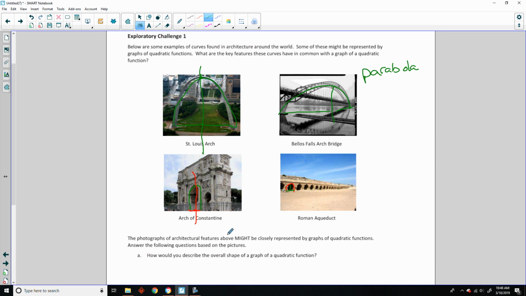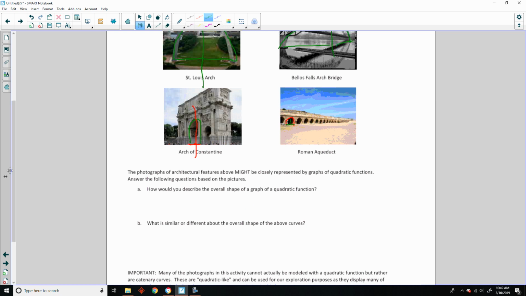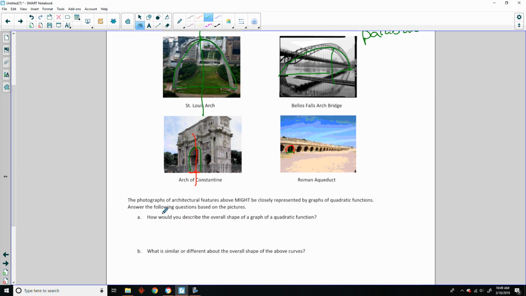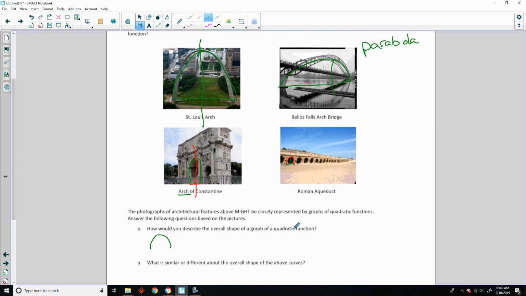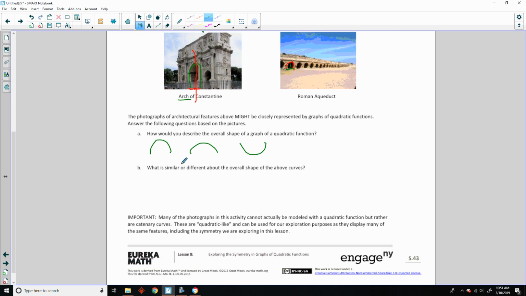The photographs of architectural features above might be closely represented by graphs of quadratic functions. Answer the following questions based on the pictures. A, how would you describe the overall shape of the graph of the quadratic function? Okay, you might just say it's a curve or an arch. Since that's why we're calling that an arch. Okay, but it is called a parabola. Another way we could say this is it's probably U-shaped, but it's an upside down U in this case. Sometimes parabolas look like that. So it's U-shaped or arch, okay?